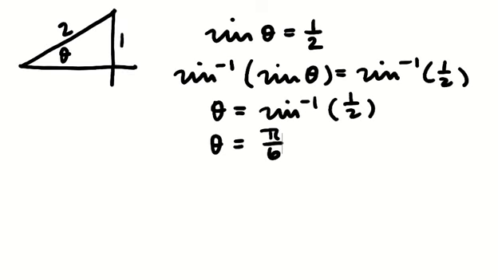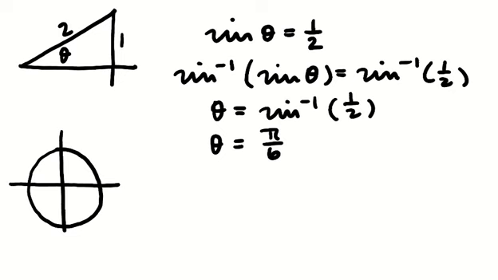Now, the thing about this example is it's valid for this triangle situation. But there are other places where sine is equal to 1/2. If you think about the unit circle, we know that sine is the y-coordinate. And we know that 1/2 is kind of small. So what if we just said the y-coordinate is equal to 1/2?